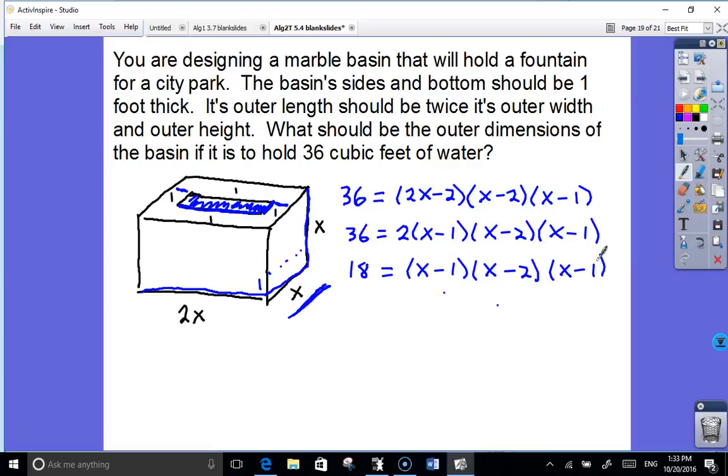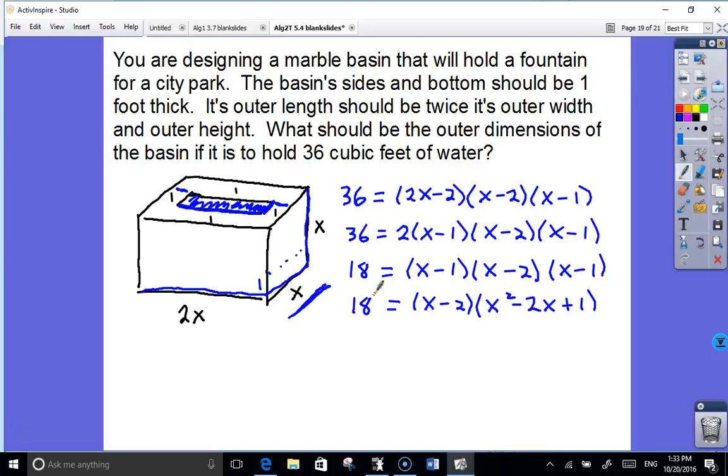Okay, we need to get everything on one side, 0 on the other, factored form. So what do we need to do next? You're going to have to multiply those 3 factors. Well, we did that yesterday, 2 days ago. I'm going to pick the (x minus 1) times (x minus 1). Not that it's a lot easier, but it's a little easier. So I'll have (x minus 2) times, that's a perfect square trinomial, x squared minus 2x plus 1. And that's all equal to 18.